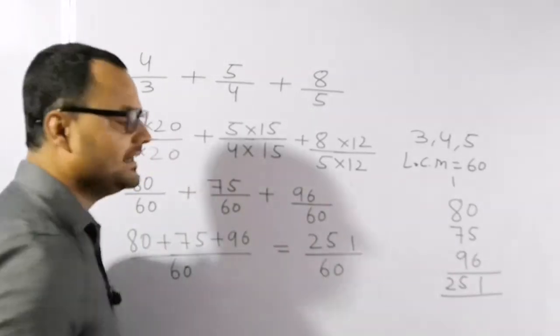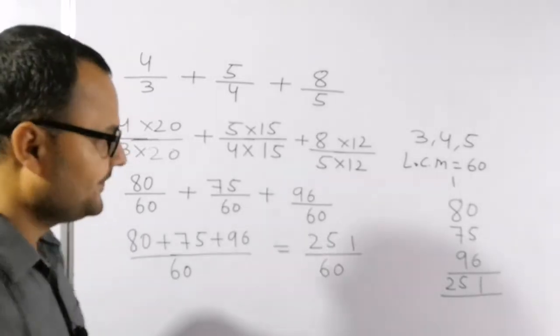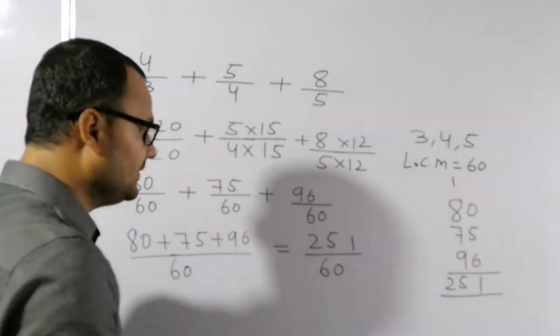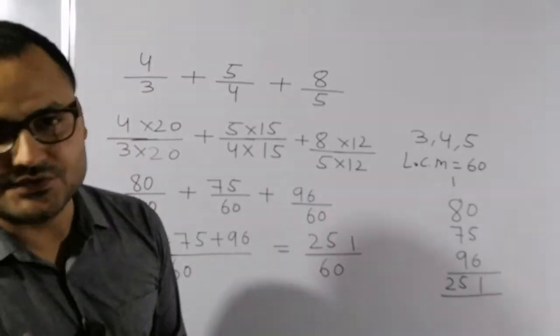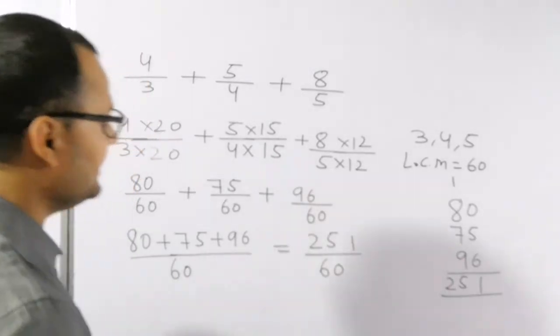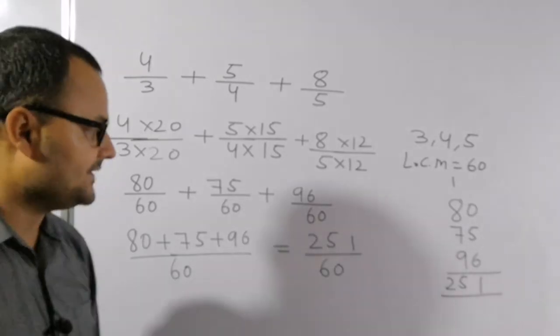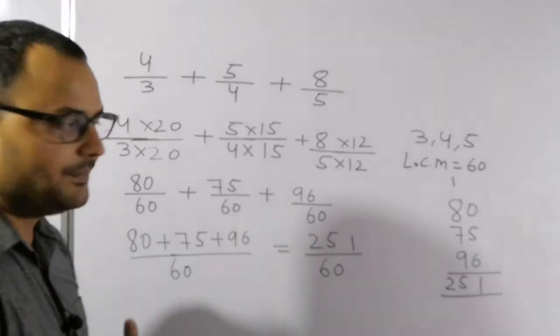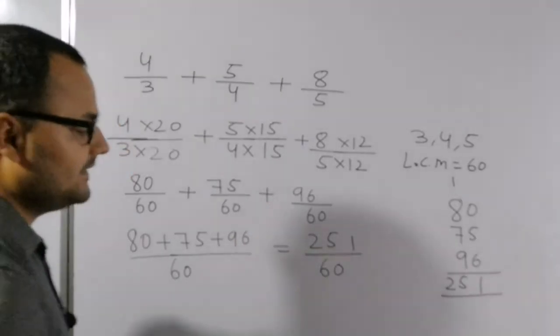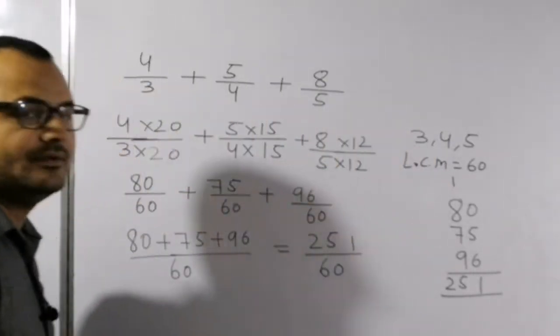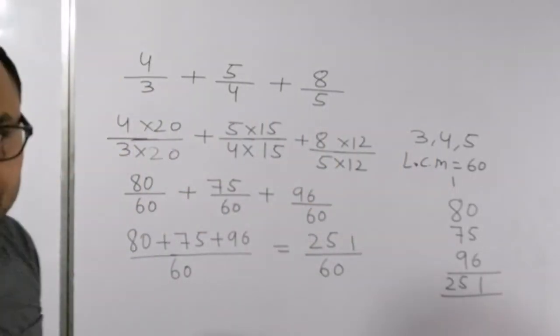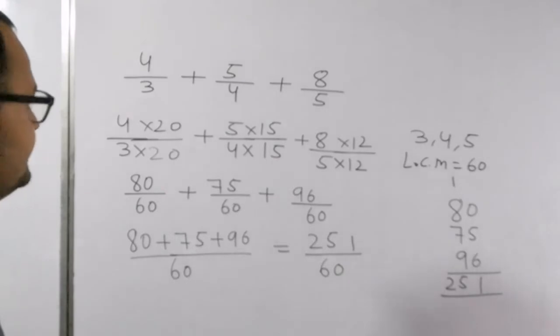This we can convert as mixed when they ask you. How to convert improper into mixed and mixed into improper, that we will do later. So this is the addition of unlike fractions. Again copy this one. Now we will start subtraction of unlike fractions.